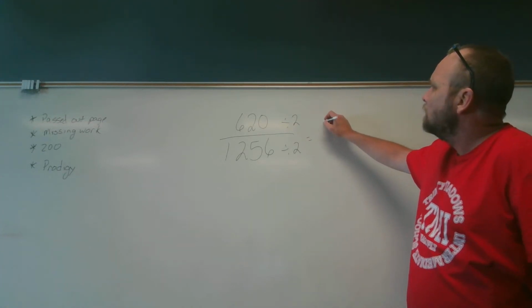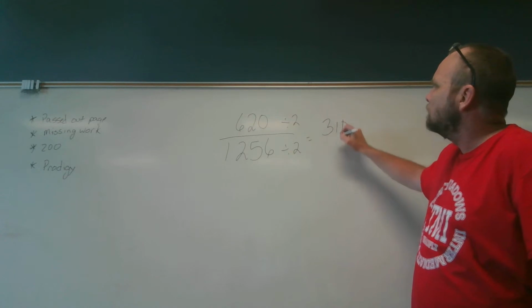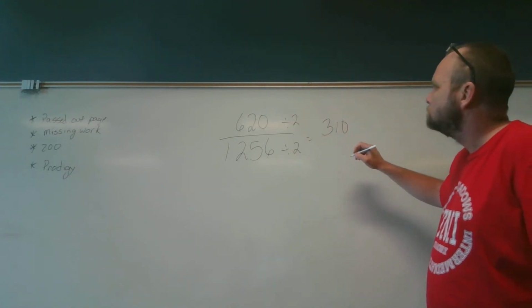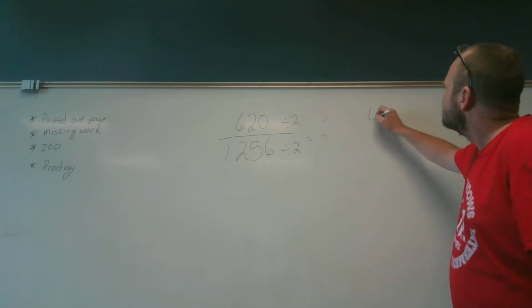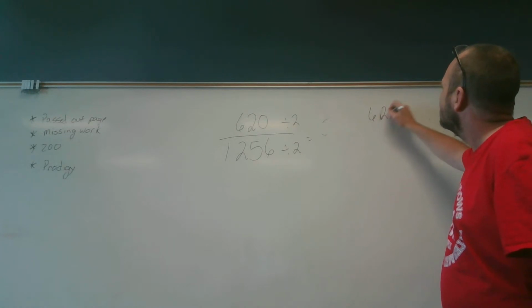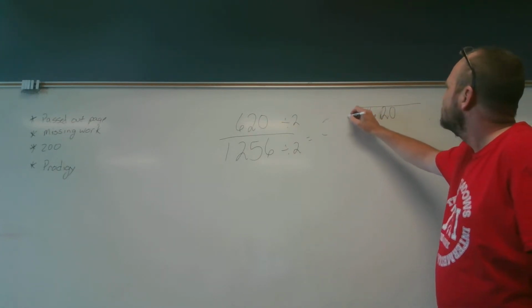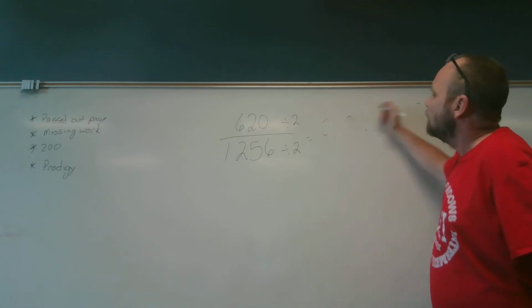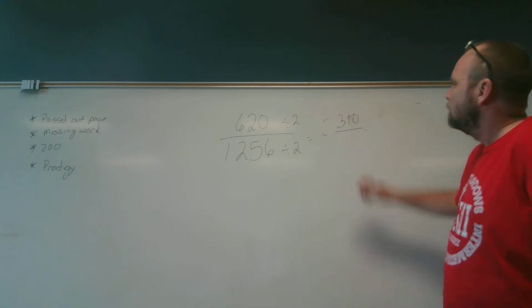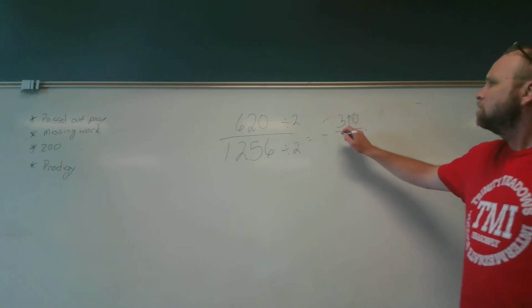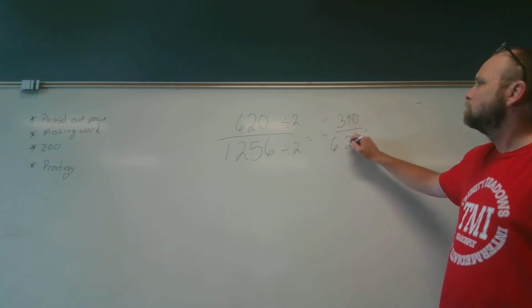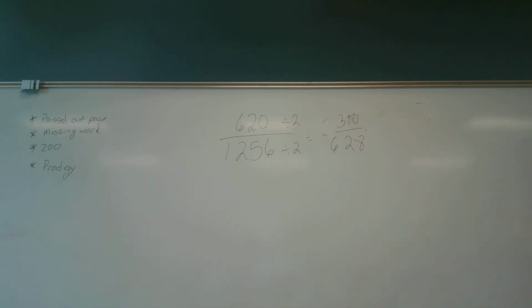So this would be 310. Is that right? Yes. Divided by 2, it is 310. All right, 310. And 1,256 divided by 2 is what, Mason? 628. Yeah, 628. Mason, is this in lowest terms?